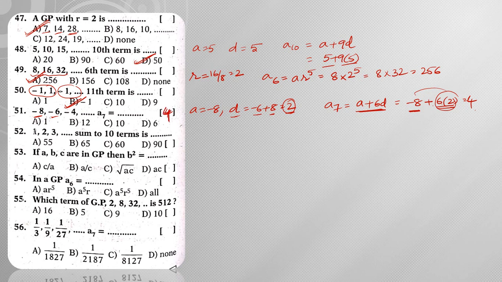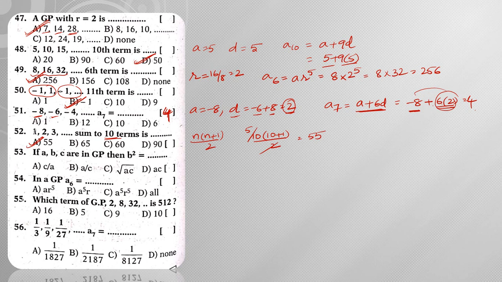Next, 1, 2, 3 and so on, sum to 10 terms. So already we have the formula to find out sum of n natural numbers. So n into n plus 1 by 2. So here he is asking sum of 10 natural numbers, 10 into 10 plus 1 by 2. So in 2 tables this cancels 5 times. So 5 into 11, 55. Hence the answer is 55.